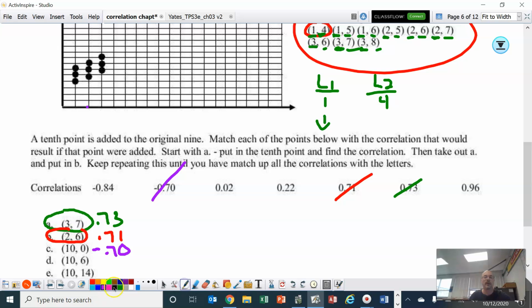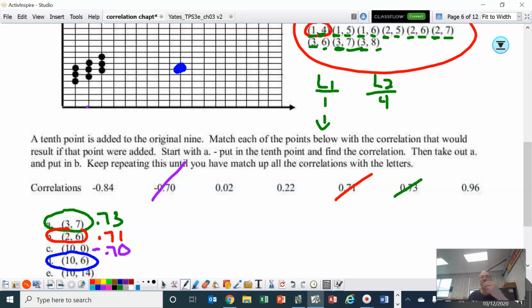So the next one, let's see, what color haven't I used yet? Let's use blue. All right, the next one I'm going to put in is the 10, 6. So over 10 up 6. 1, 2, 3, 4, 5, 6, 7, 8, 9, 10. 1, 2, 3, 4, 5. So that's going to be right there.